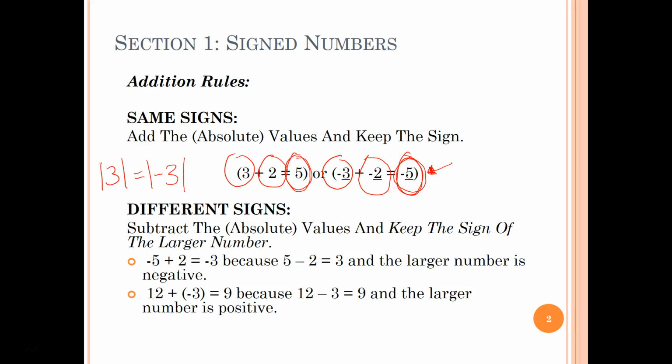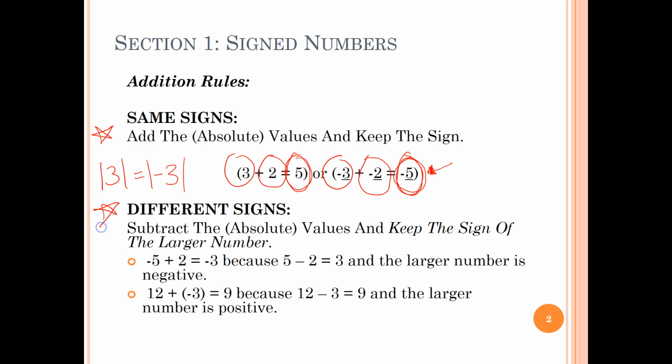So when we add two negatives, we result in a negative sum. When we add two positives, we result in a positive sum. So the way we can say this more efficiently is when we're dealing with same signs, we're going to add the absolute values together and keep the sign that we're working with.